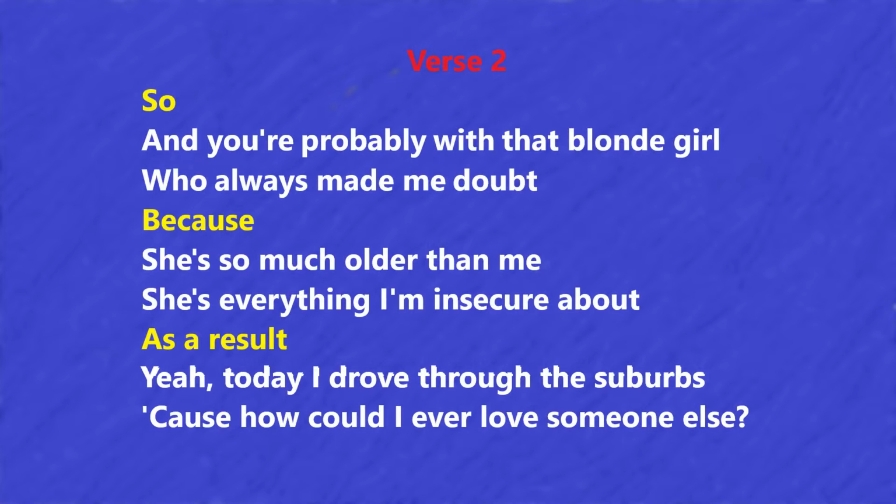Verse 2. So, you're probably with that blonde girl who always made me doubt, because she's so much older than me, she's everything I'm insecure about. Therefore, today I drove through the suburbs, because how could I ever love someone else?